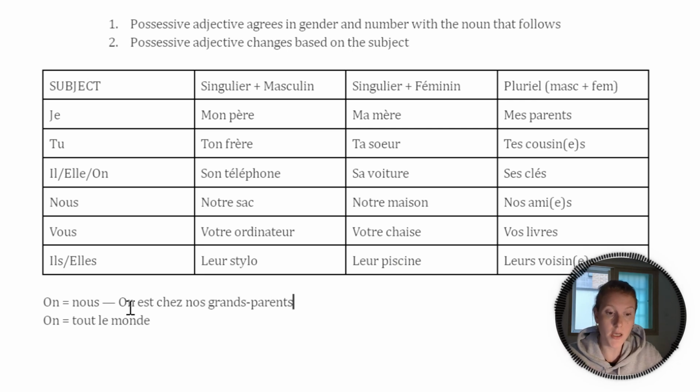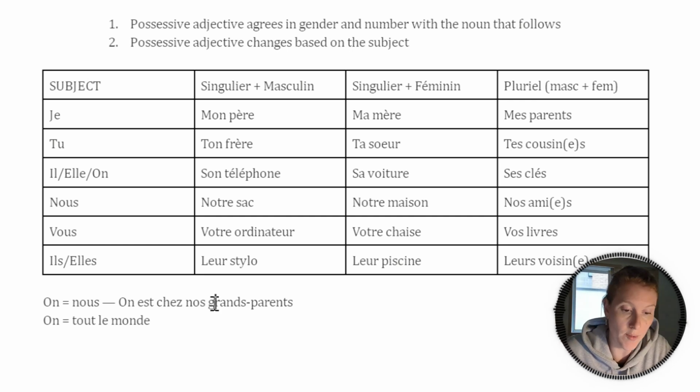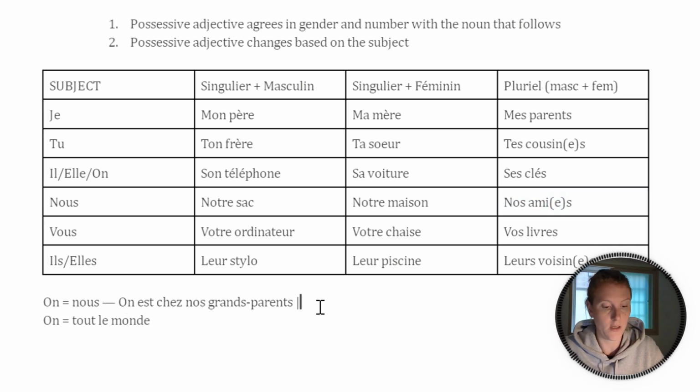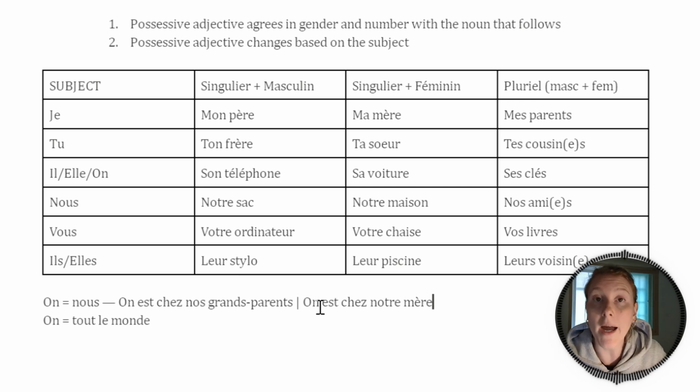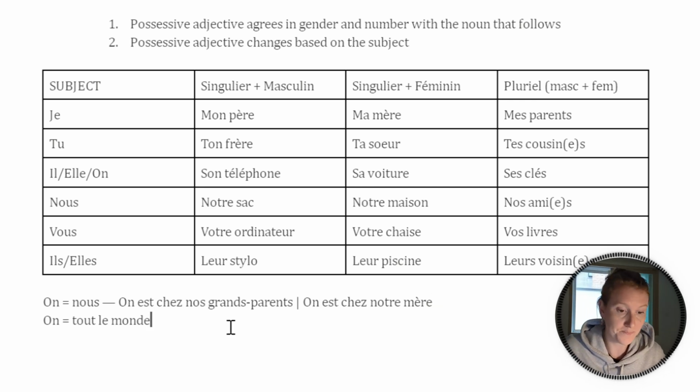We are at our grandparents' house. So grandparents here is plural, okay? So I'm going with plural, nos, here. And I'm going with on as a meaning of nous, right? I could also say on est chez notre mère. Let's say I'm talking about my sister and I, and I'm saying we are at our mother's house. On est chez notre mère. That's how we will say it, okay?